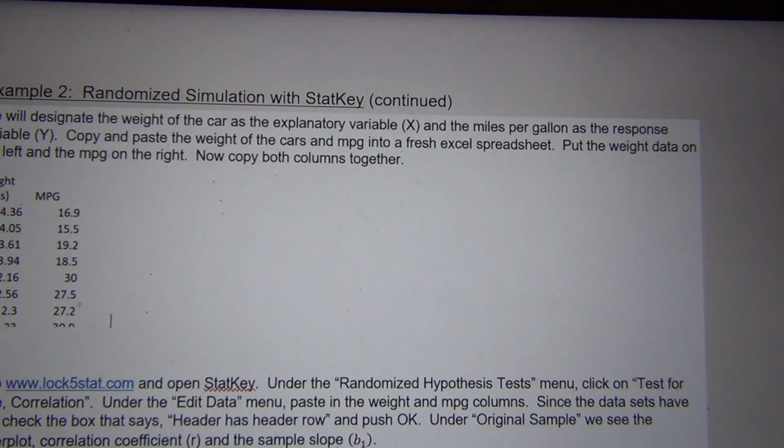Okay, so here's the data. This is kind of what the data looks like. I would copy and paste the two columns of data into StatKey. Under randomization hypothesis test, you'd click on test for slope/correlation. And again, if it has a title, we want to click the button that says header row.